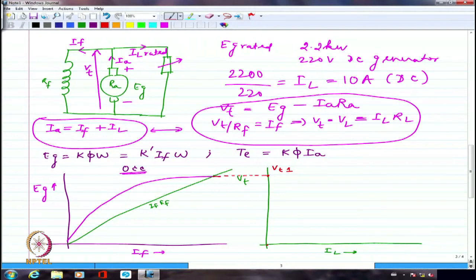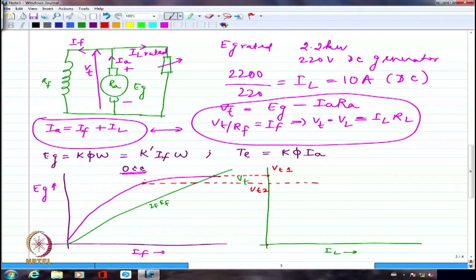Now, if I look at another voltage, maybe I just want to look at this voltage. So I'm going to take this as the voltage which is being taken off to the external characteristics. Let me call this voltage VT2.